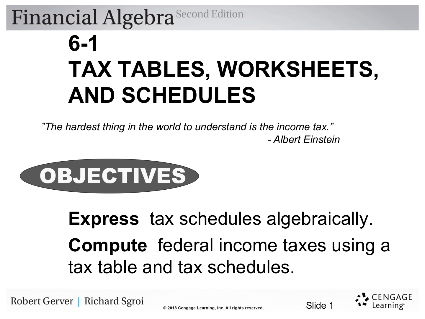So this is basically what we're talking about here in terms of taxes that we pay. And we're going to stress primarily income taxes in this unit. Section 6.1 is tax tables, worksheets, and schedules. Albert Einstein once said, the hardest thing in the world to understand is the income tax. So part of what we're going to do in this unit is try to understand income taxes and how they're paid in the United States and how they're determined. The objectives of this first unit are to express tax schedules algebraically, and to compute federal income taxes using a tax table and tax schedules.